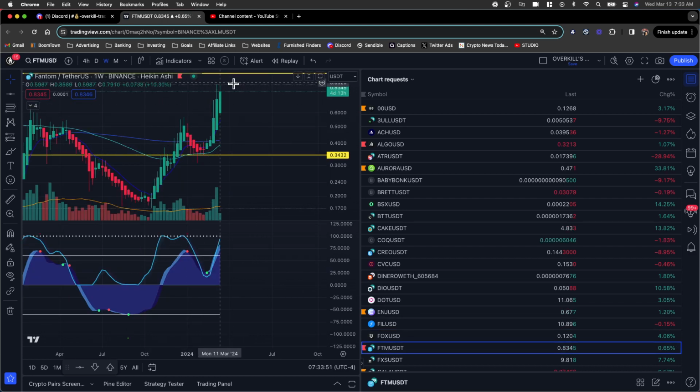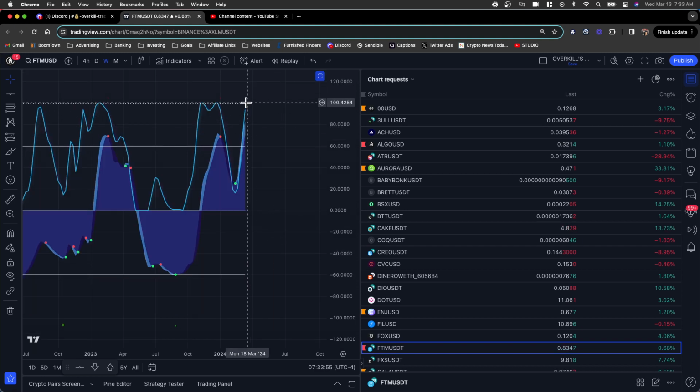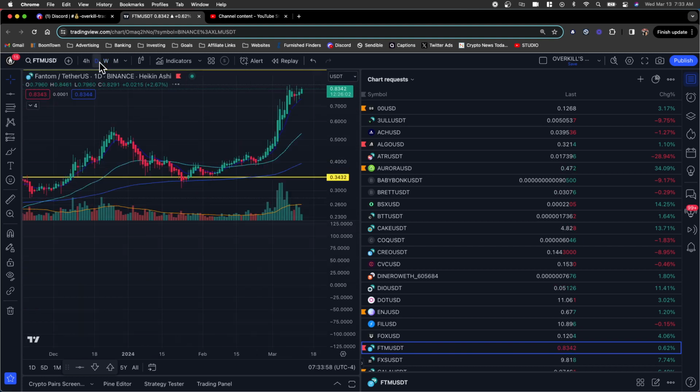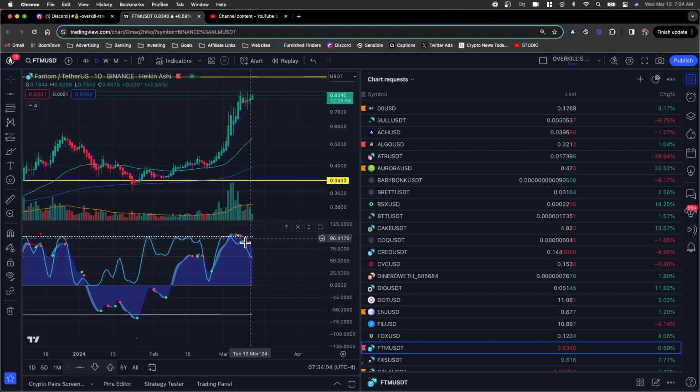Here's FTM also taking off here. Almost back to $1. Probably next week is when we'll be up there at 100. So what I'd be doing is looking at the daily, looking to sell when it gets back up here to the stochastic. The next time it touches up here on the stochastic, that is my exit.